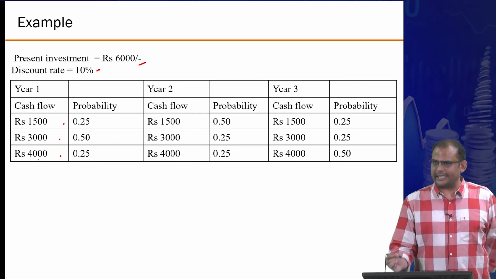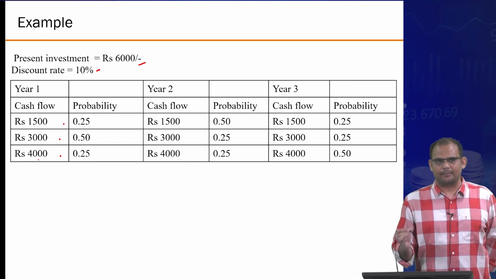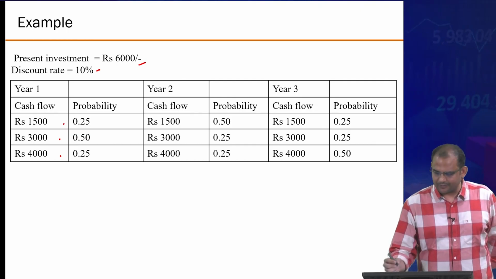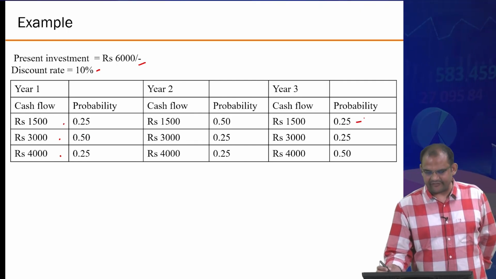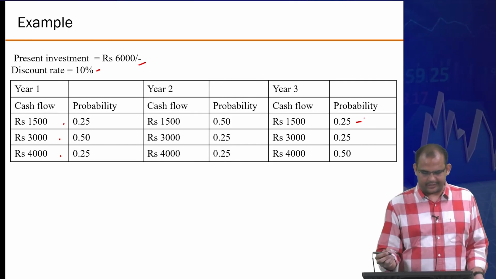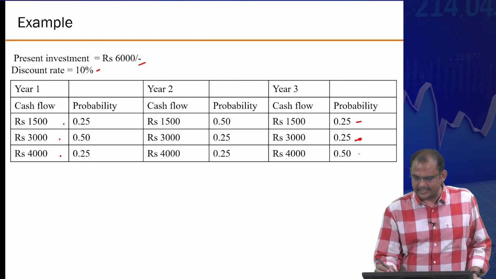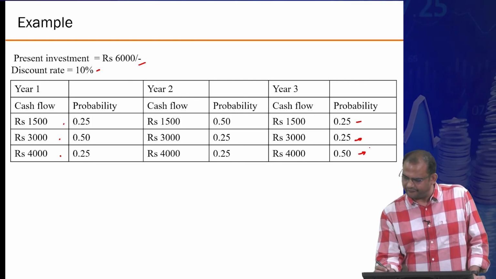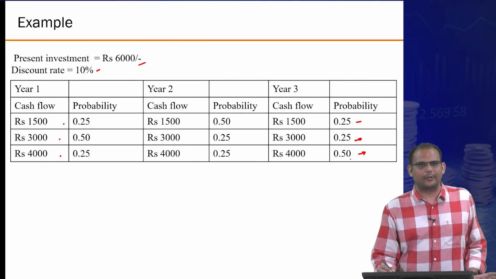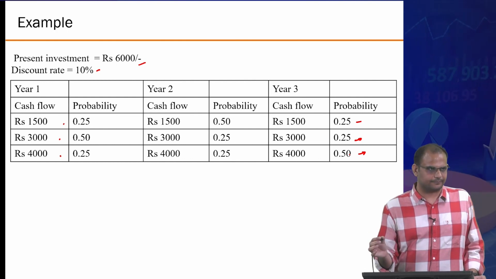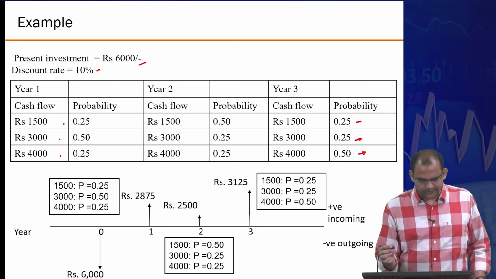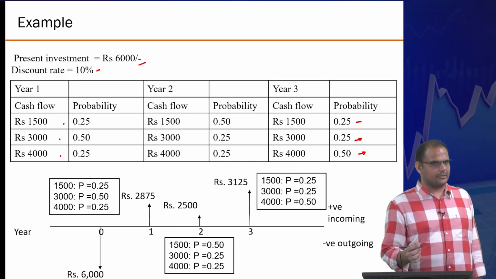Similarly, for year 2 and year 3 cash flows, the probabilities are also given. Here, there is about a 25% chance that the cash flow would be 1,500 rupees. There is a 25% chance that the cash flow would be 3,000 rupees, and there is a 50% chance that there will be 4,000 rupees cash flow in year 3. Okay. So this is how your cash flow series is going to look.